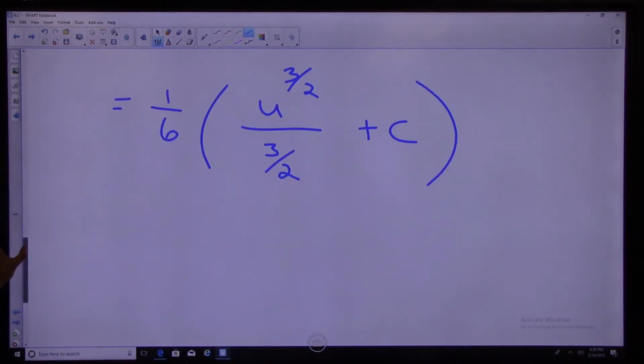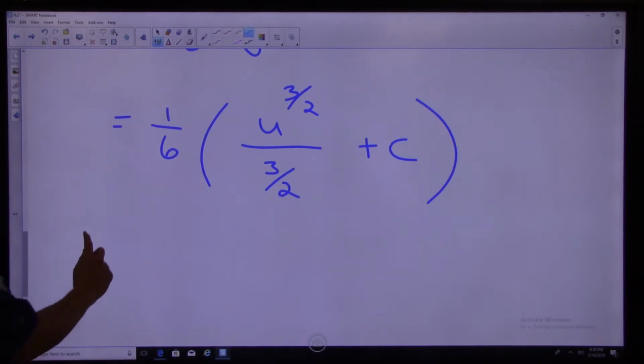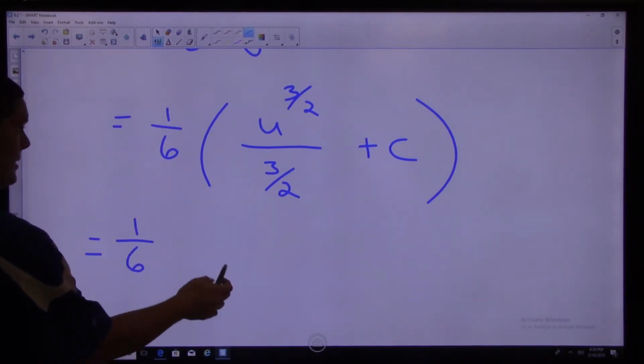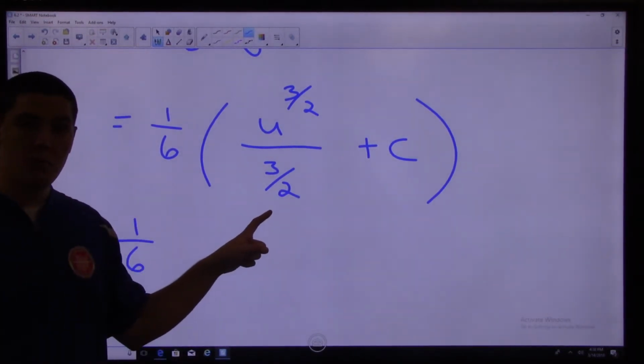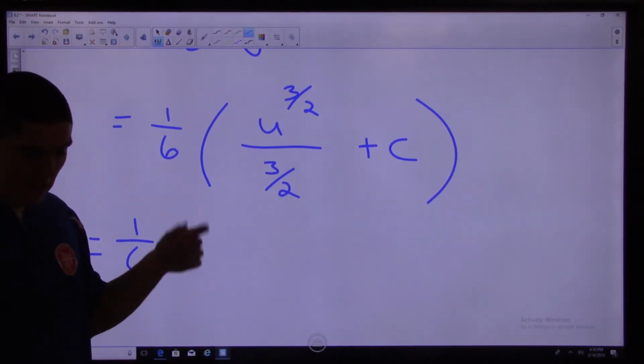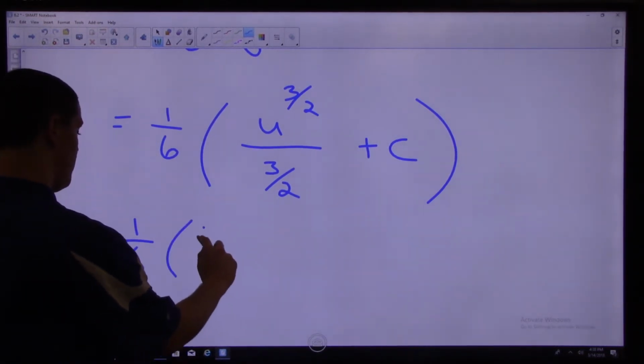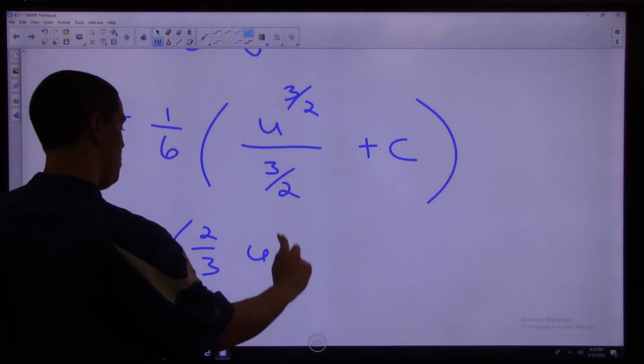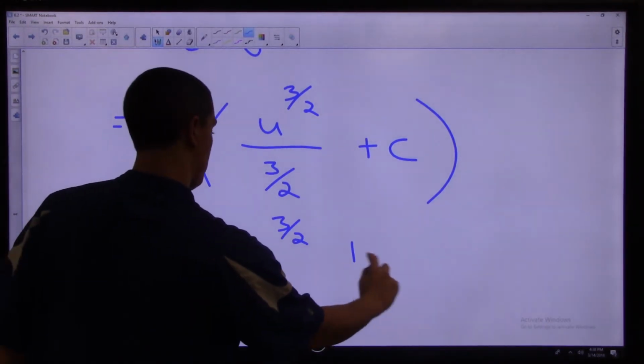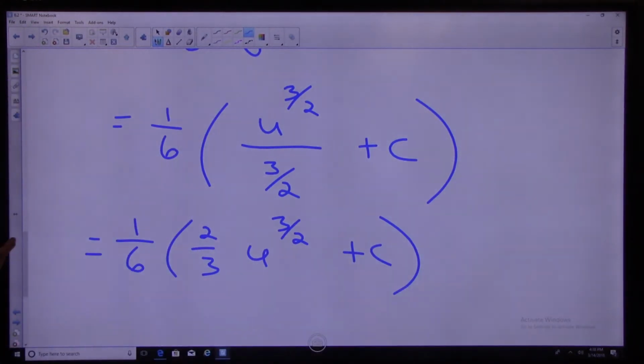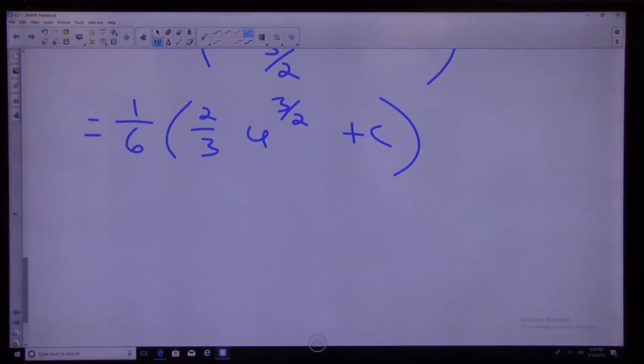Hopefully you're still with me. So let's just keep it going. Now, instead of dividing by a fraction, we could always multiply by the reciprocal. So it's going to be 2/3 u to the 3/2 plus c. Now, I'm going to distribute here. Well, you can kind of distribute.